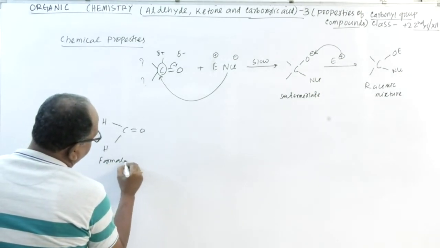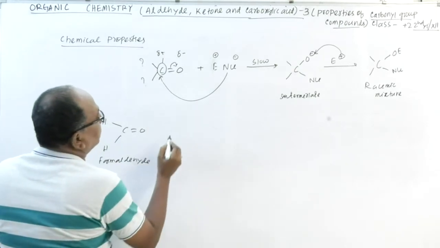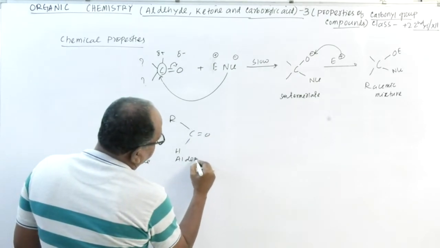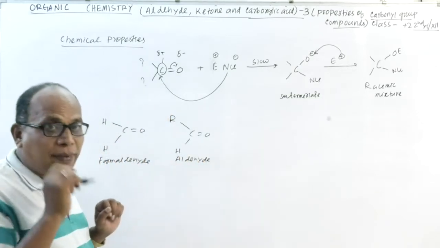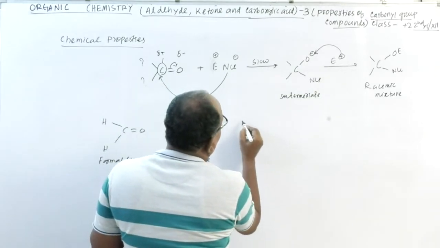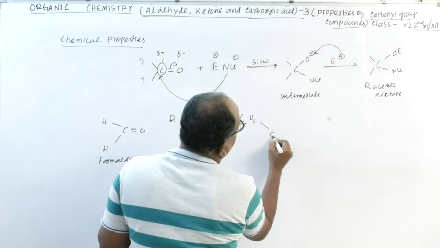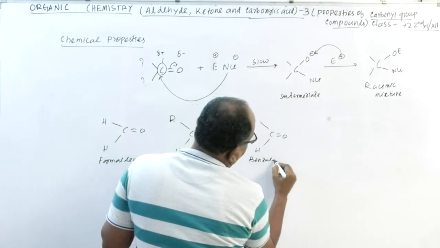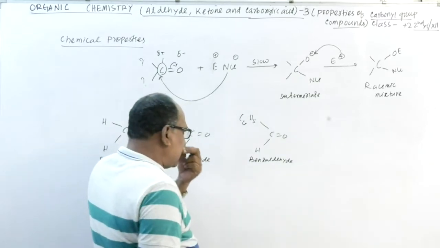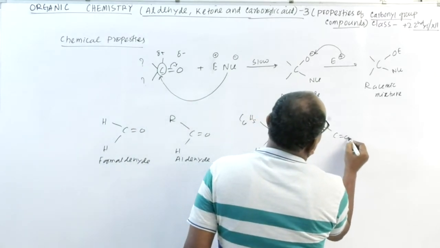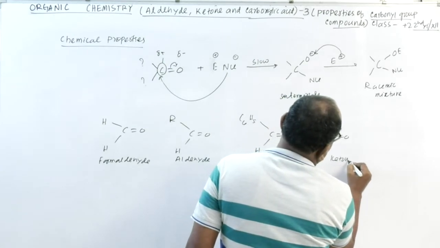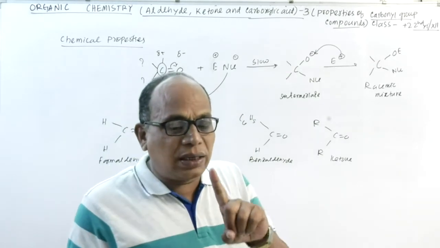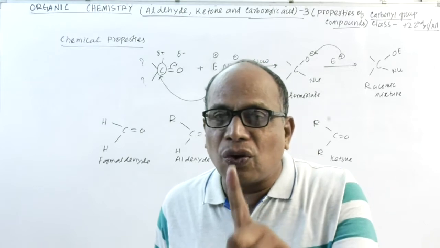Suppose I compare. This is your formaldehyde, this is your aldehyde other than formaldehyde, and this is your C6H5CHO, this is your benzaldehyde, and this is your ketone. As compared to hydrogen, the alkyl groups are electron donating groups.